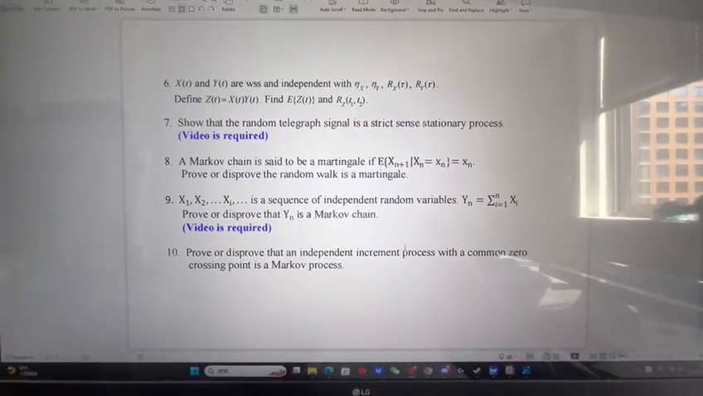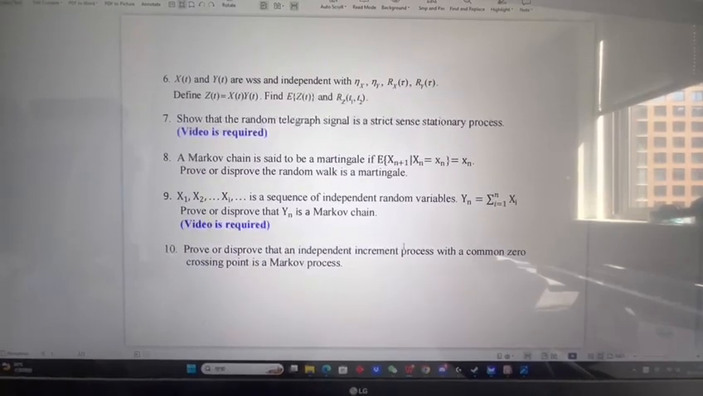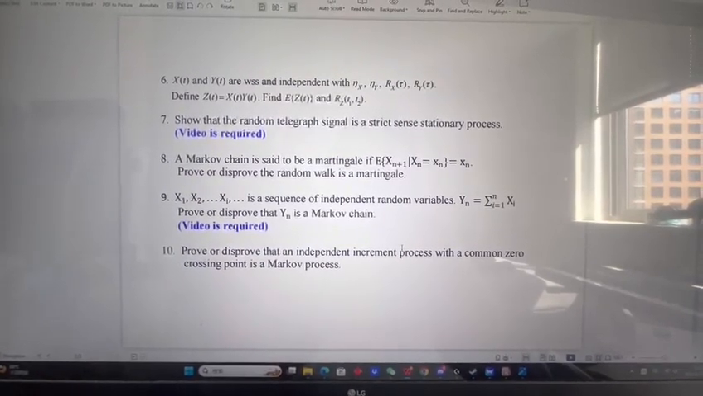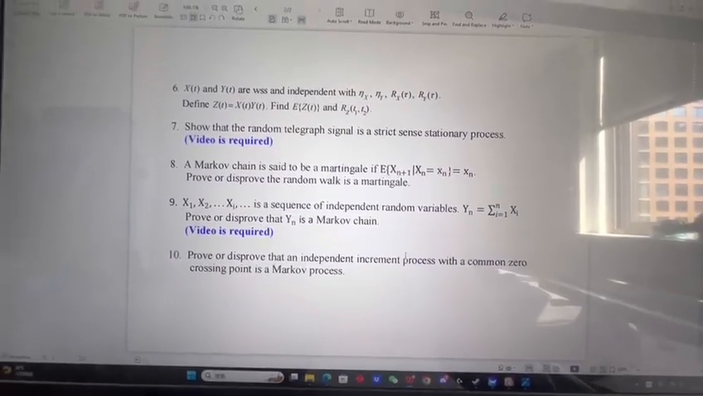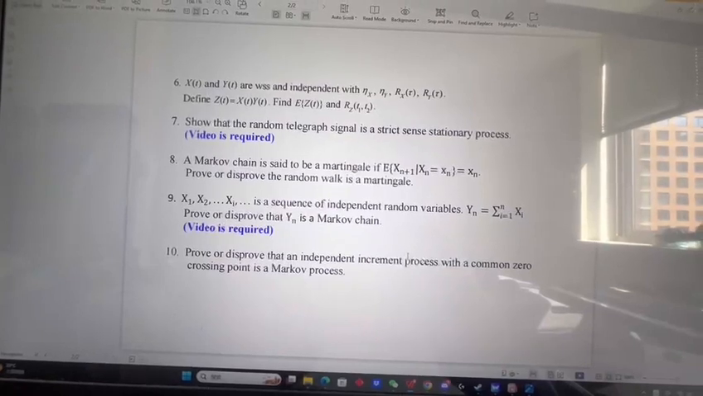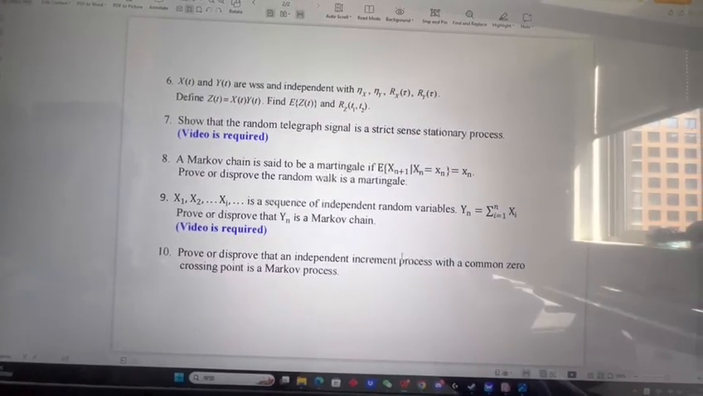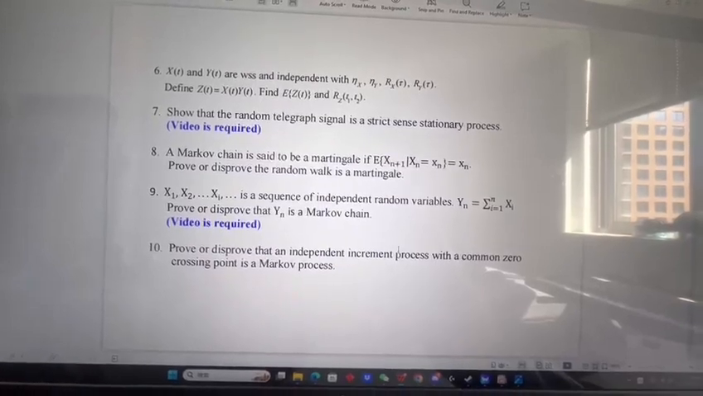Hi everyone, I'm Wu, and I'm going to record the homework solution video for question number 7 in homework 9 for the course Probability and Stochastic Processes. First, the question asks us to show that the random telegraph signal is a strict sense stationary process.